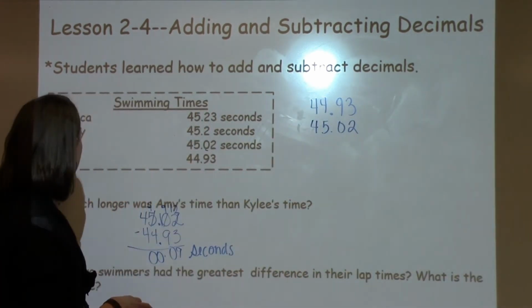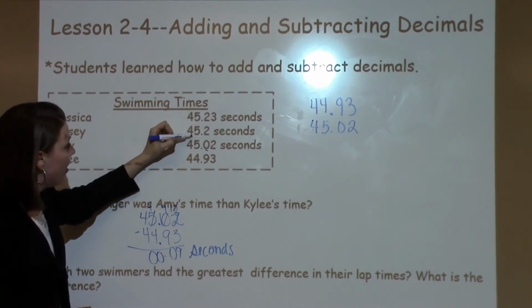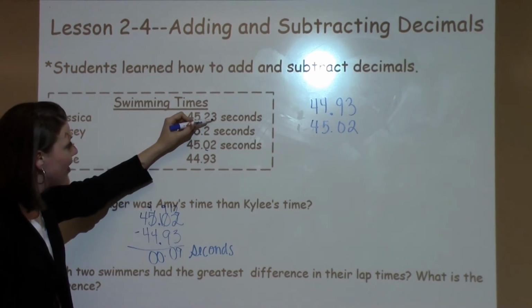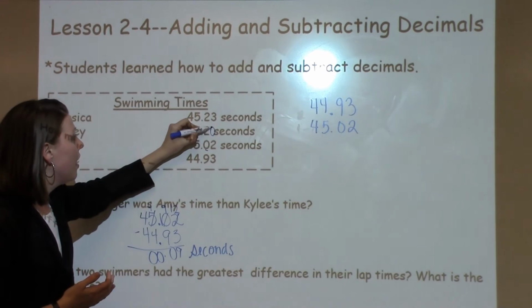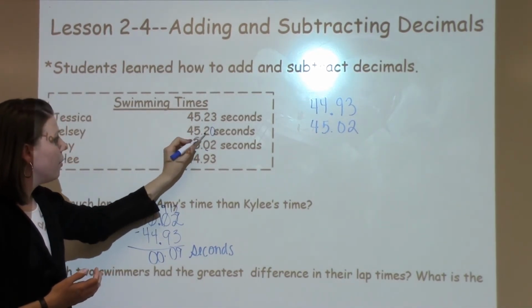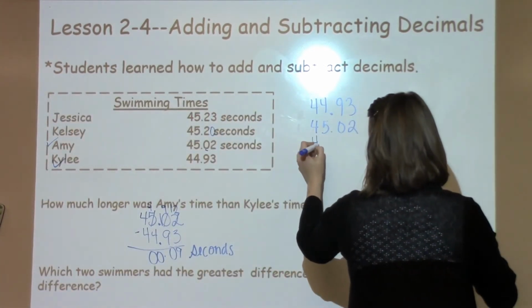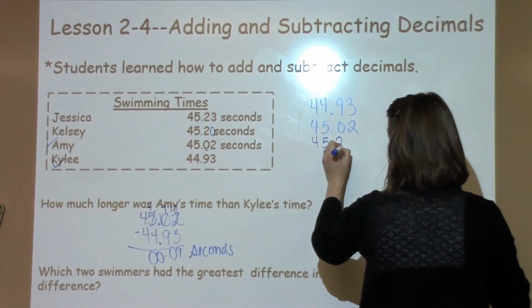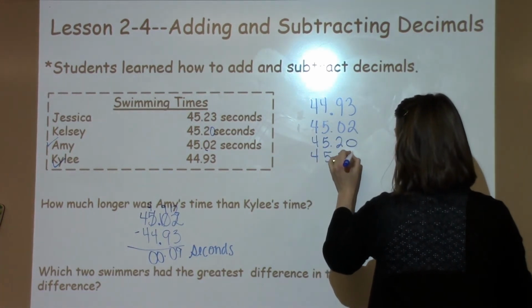Now I look at Kelsey and Jessica. I look at these two, and I've got 45 and 2 in the 10th spot, and then I've got a 3 here, and then nothing here. To make them equal, I'm going to add a 0 here, and I can think, which is larger, 20 or 23? So I know that 45 and 2/10 is less than 45 and 2300ths. And then finally we have Jessica's score.